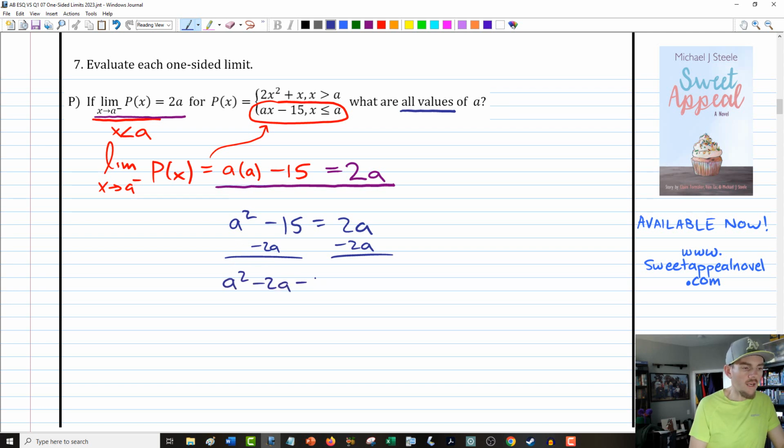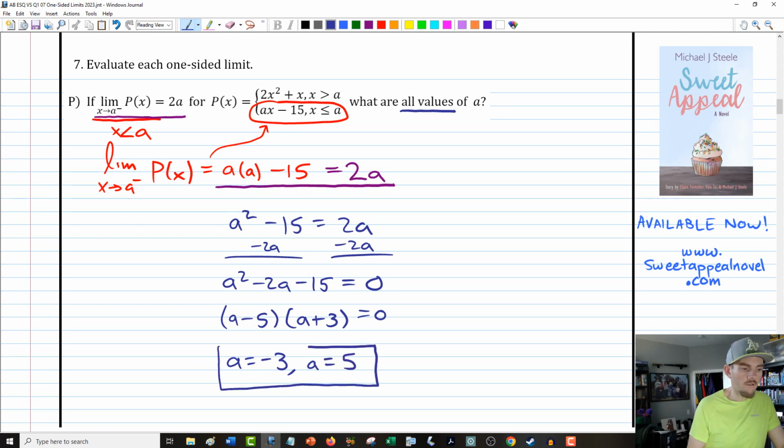I didn't. But in any event, none of the like terms combine because there are no like terms here. So there's our equation. And frankly, I see a classic factoring problem. This factors into a minus 5 times a plus 3. And from here, that's going to leave us two values. It's going to leave us a equaling negative 3 and a equaling positive 5. So there are our two values.